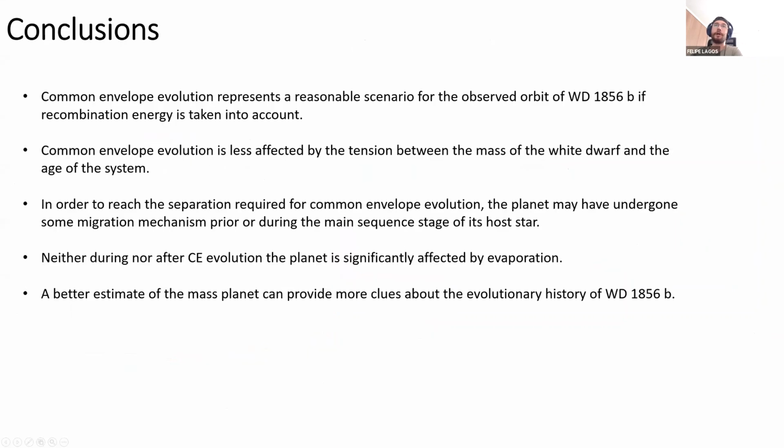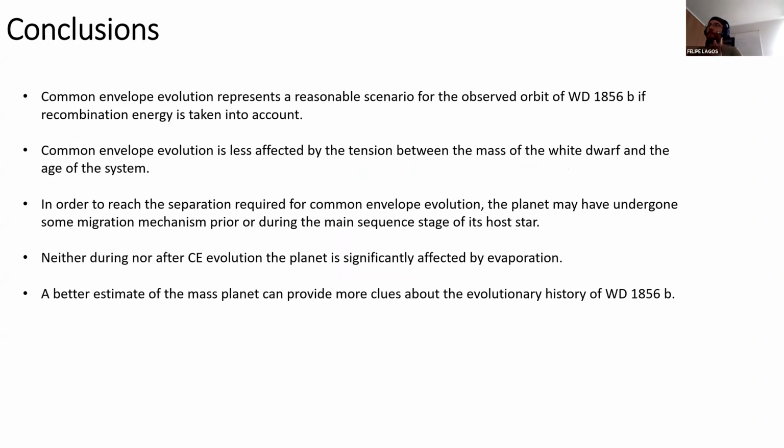So as a conclusion, the main points I want you to take away are that common envelope evolution represents a reasonable scenario for the observed orbit of this planet candidate if recombination energy is taken into account, or more broadly, if another source of energy is taken into account.